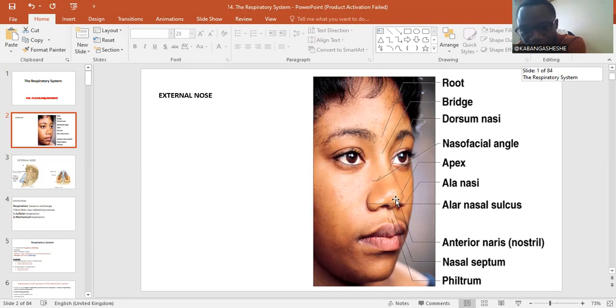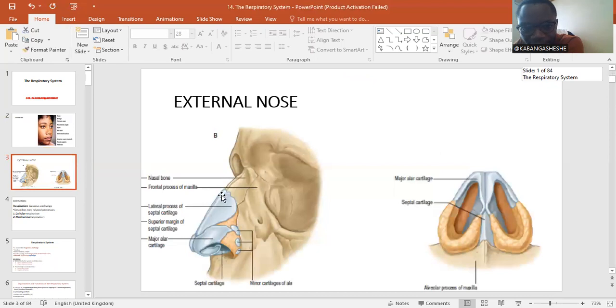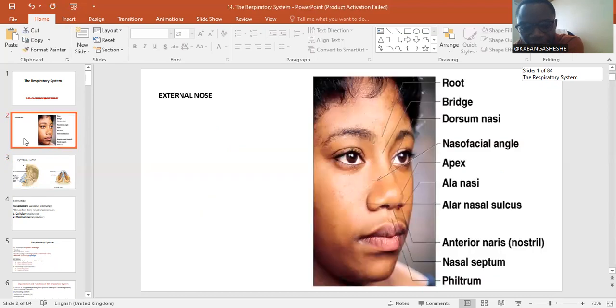Then between the nose and the mouth, we have the philtrum. This is a shallow depression there, the philtrum. This is where most of the cleft lip occurs, the median cleft lip. Away from that, we have the dorsum. So this is the dorsum of the nose. This part here, that is the dorsum of the nose.